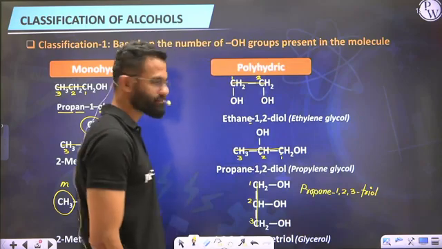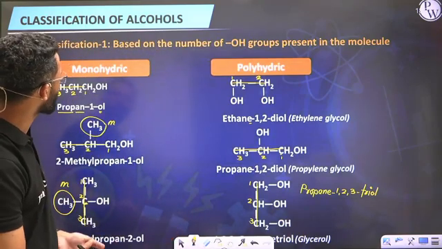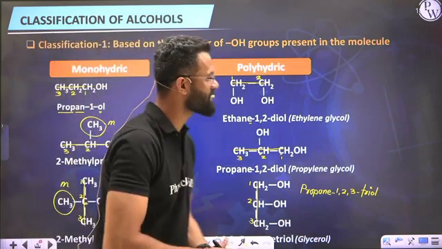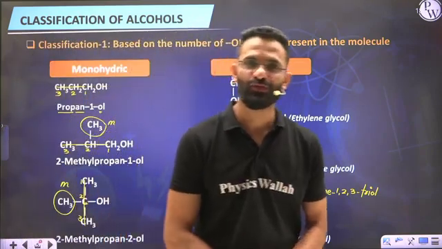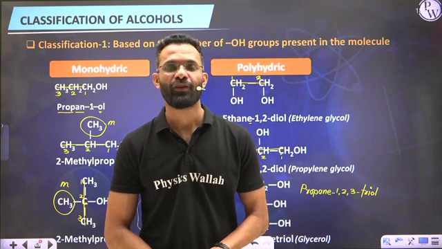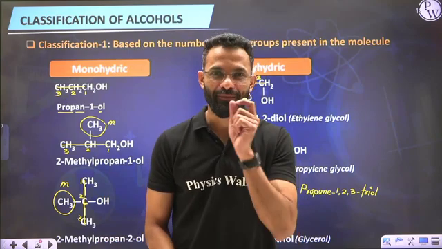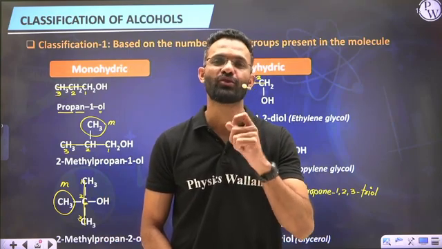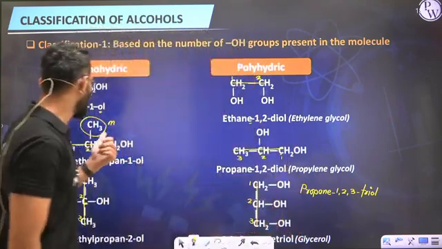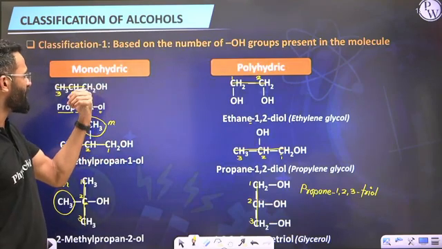Alright everyone. So that was classification number 1, on the basis of the number of OH groups present in the molecule, and in the process we also revised the nomenclature part. Well, there is one more way by which we can classify alcohols, which is on the basis of the hybridized state of the carbon atom to which OH is connected. For example, here let's say in this molecule OH is connected to an sp3 hybridized carbon.